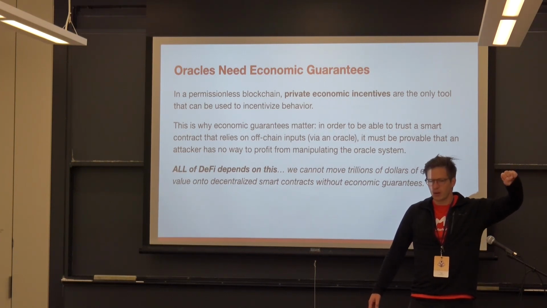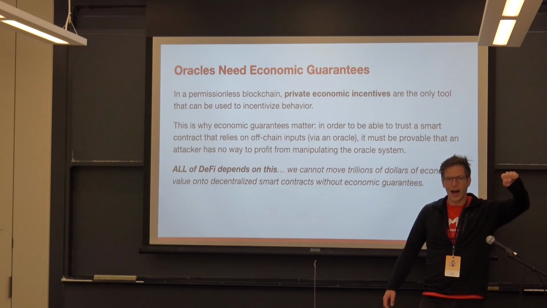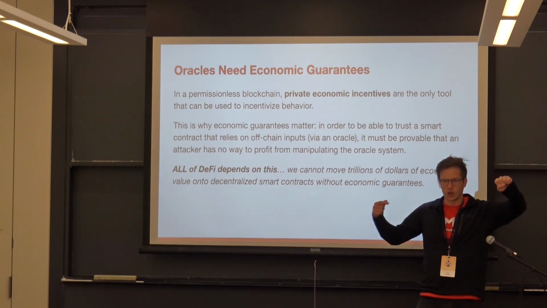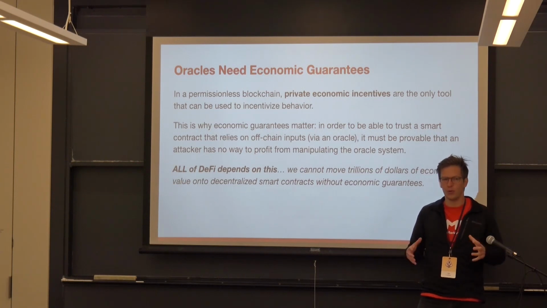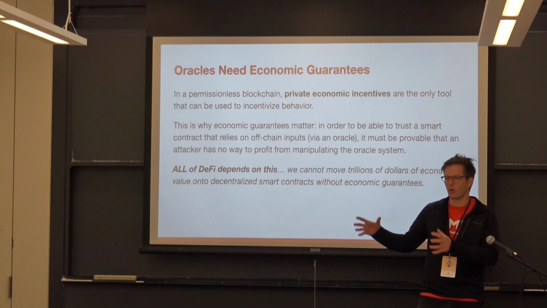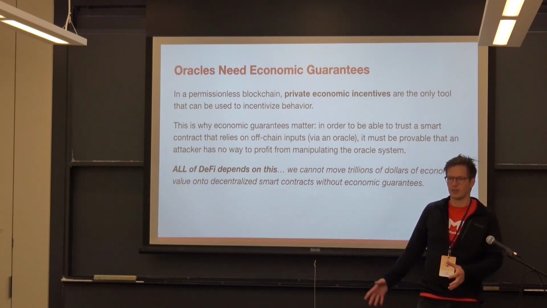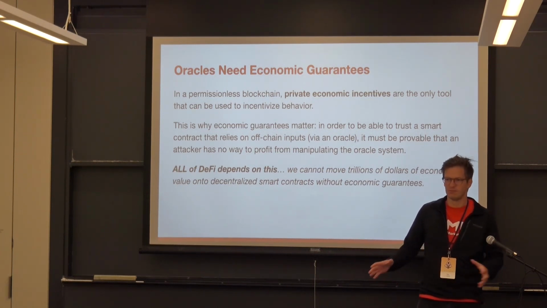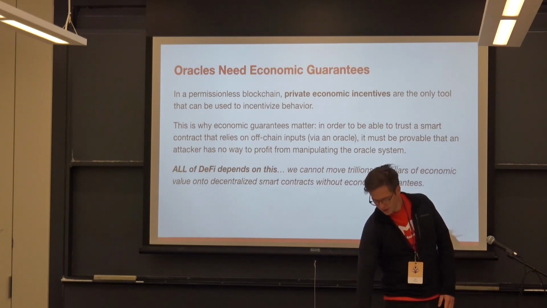In order to be able to trust that a smart contract that relies on off-chain inputs is going to do what it says it's going to do, we need to somehow prove that there is no economic incentive to corrupt the oracle or the price reference that this contract depends on. You guys with me so far?